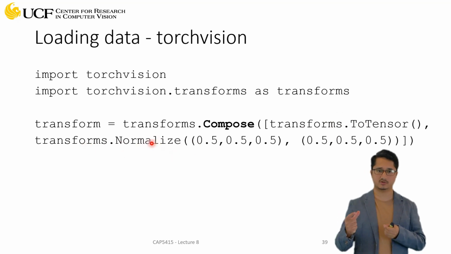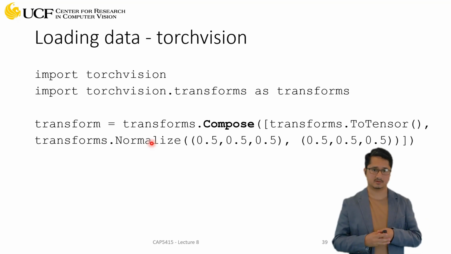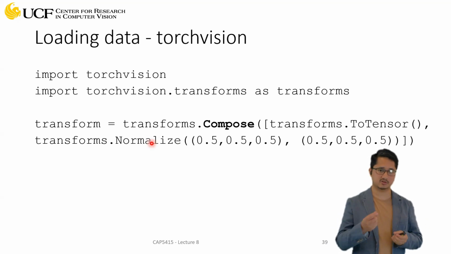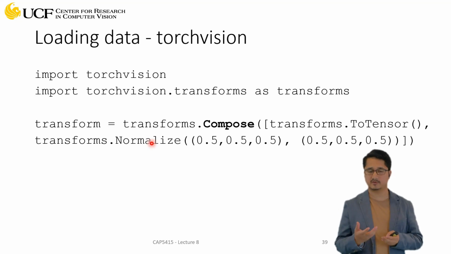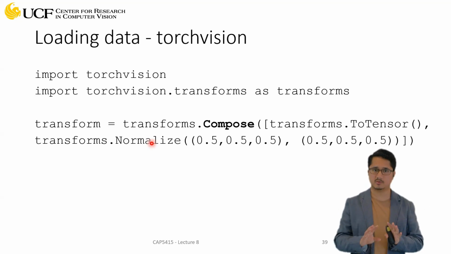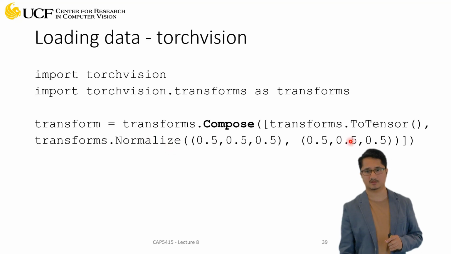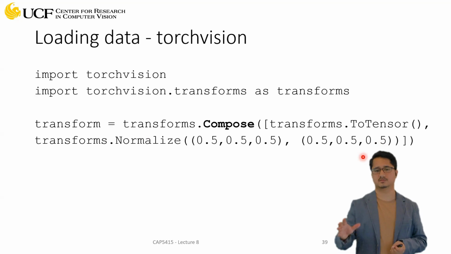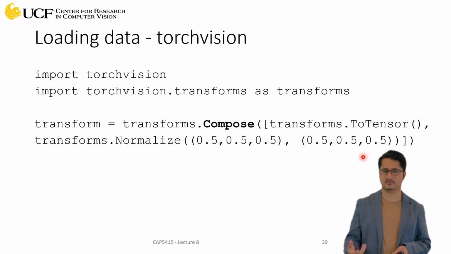Then the second is transforms.Normalize. This makes sure you normalize your values. For example, if your RGB images are in the range of 0 to 255, you might want to normalize them between 0 and 1, or -1 and 1. Whatever normalization you want to perform, you can define it here. For this normalize function, you have two arguments. The first should be the mean values for R, G, and B. And the second three could be the standard deviation. That's one way to normalize, but of course you can have different ways, so you can just replace that with your own function.